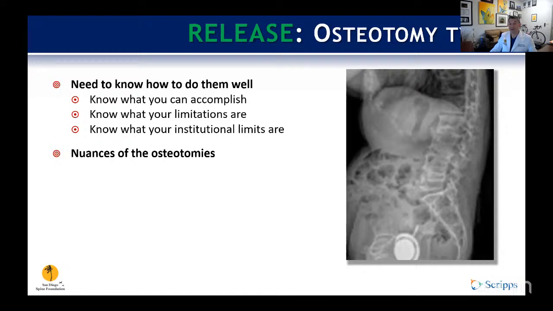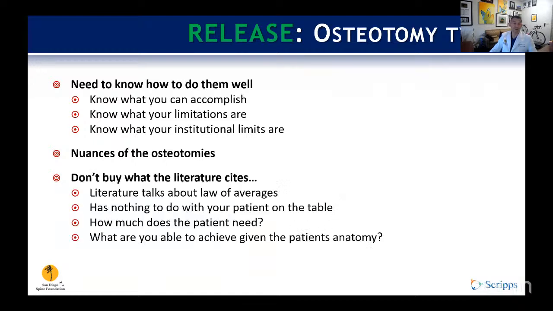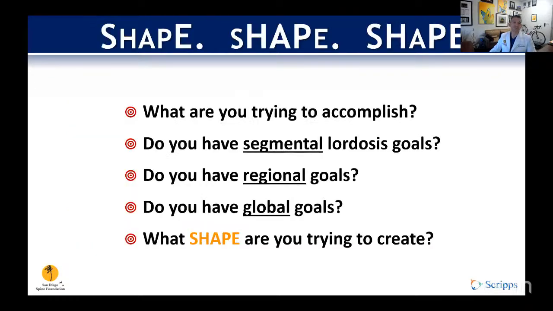There are nuances to the osteotomies, making sure you have disc spaces where you can get releases. And I would say don't totally buy what the literature says, that you can get 5 or 10 degrees. You need to release the spine so that you can then reshape it to what their anatomy is. So know what you're trying to accomplish segmentally, regionally, and globally, then figure out what shape you're trying to create, and be able to execute on it.